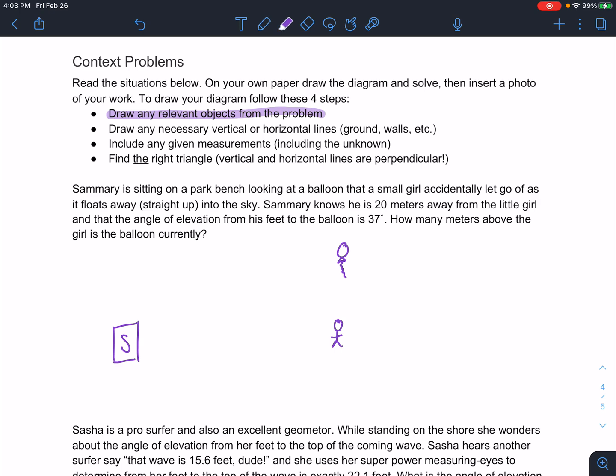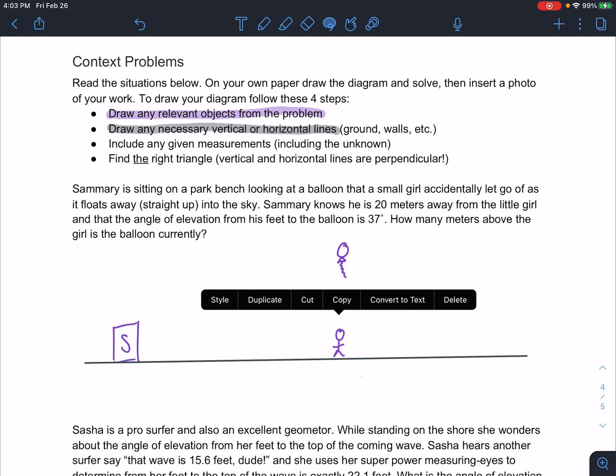The next thing that I want to do is I want to draw in any known vertical or horizontal lines. So for example, the ground that both Samory and this girl are standing on is a horizontal line that I'll want to draw. And let's actually put this little girl on the ground. There we go.